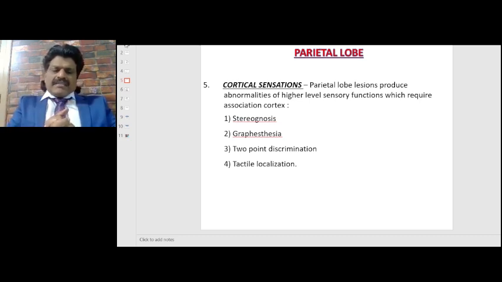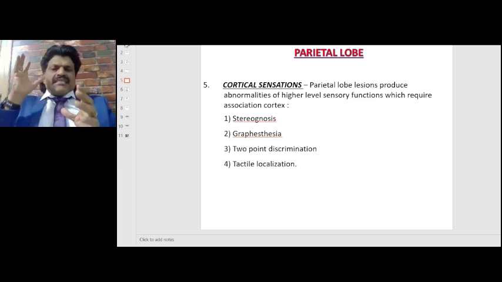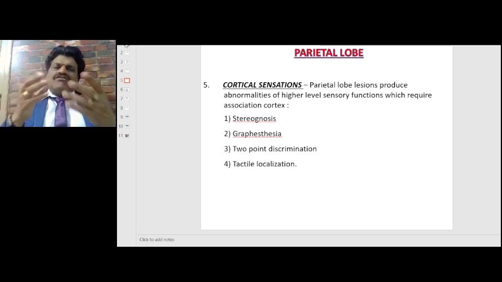The 2-point discrimination, as I said, when 2 points are separated very little and then kept on either the face or the lips or the fingertips, and if they are appreciated as 2 distinct and different points, that indicates that 2-point discrimination is intact. And the 2-point discrimination is highest in the lips and the fingertips, as I just discussed, because the representation in the sensory homunculus of the parietal lobe is highest for the hands and the face, and therefore the 2-point discrimination is well appreciated in the fingertips and lips, unlike the back.